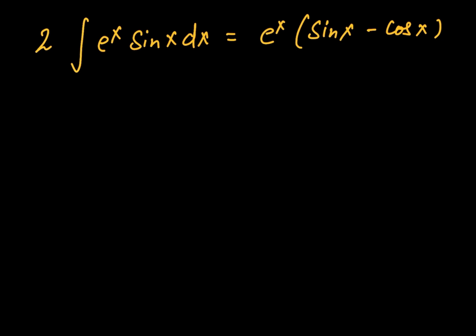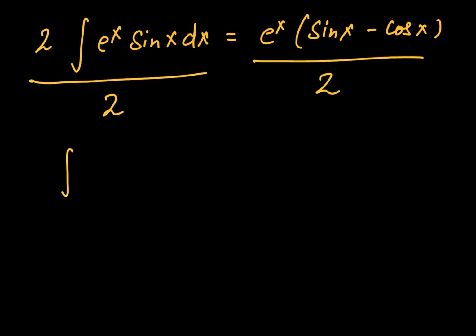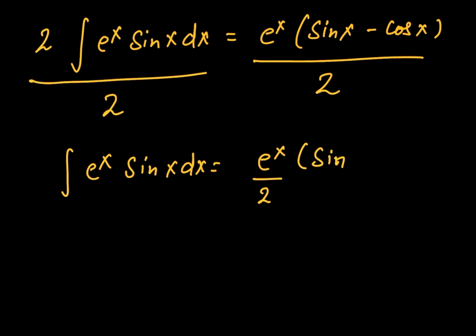So on dividing both sides by 2, we will have the integral of e to the power x sine x dx equal to e to the power x by 2 multiplied by sine x minus cos x. That is our final answer.